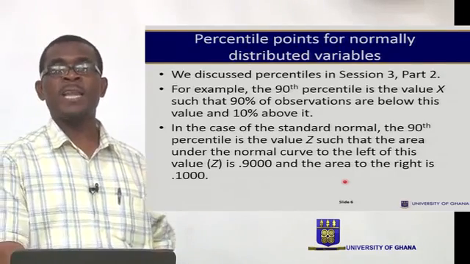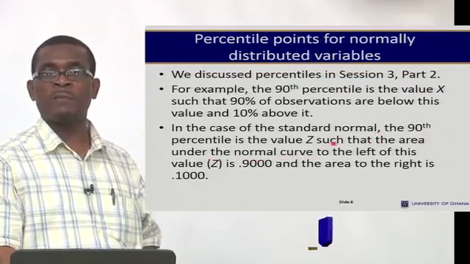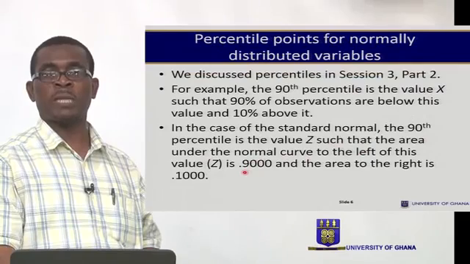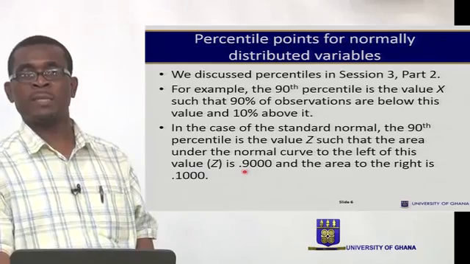You recall that we earlier on discussed percentiles. Okay, and we said that when we talk about, let's say, the 90th percentile, we're looking for a value x such that 90% of observations are below this value and 10% above it. But in the case of the normal distribution, especially the standard normal, the 90th percentile will simply be the z value such that the area under the normal curve to the left of this z value is equal to 0.9000 or 0.9. And the area to the right is 0.1.